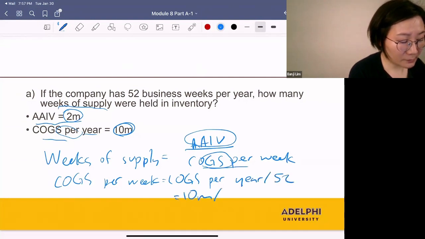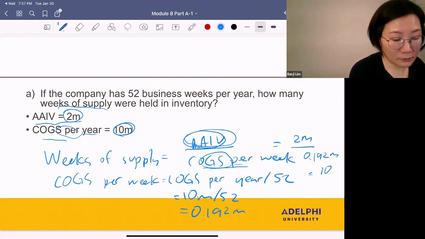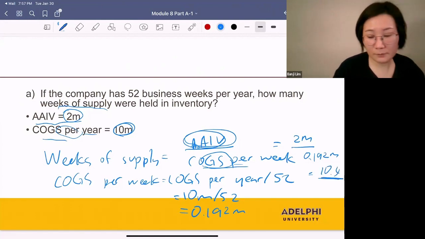So that's 10 million divided by 52. That's 0.192 million. So let's plug this in. AAIV is 2 million. COGS per week is 0.192 million. And that's equal to 10.4. That's the weeks of supply.